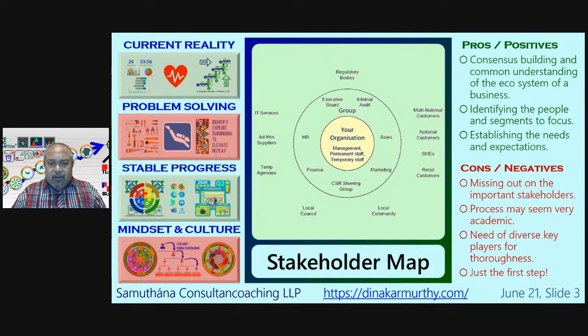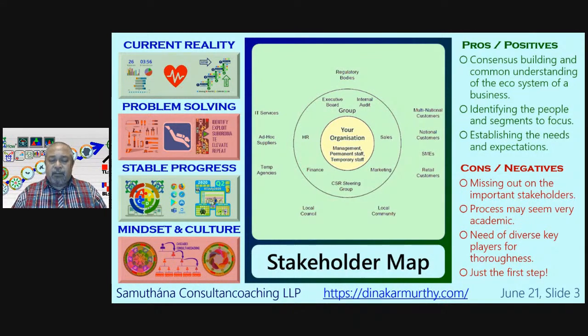Second is identifying the people and segments to focus on. This is again a huge benefit, because then you would know who the key people are for whom we have to create value so that they are delighted and the business prospers. So segmentation happens naturally, because everybody cannot be grouped into the same basket. People will be different, the needs are different. That is the next benefit of stakeholder mapping.